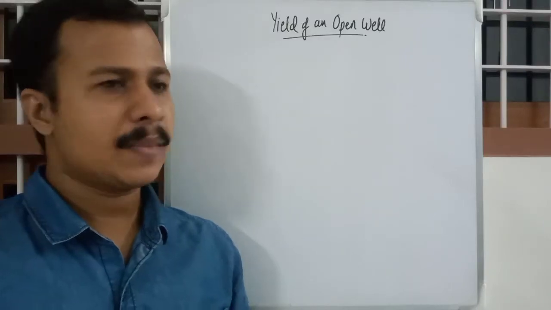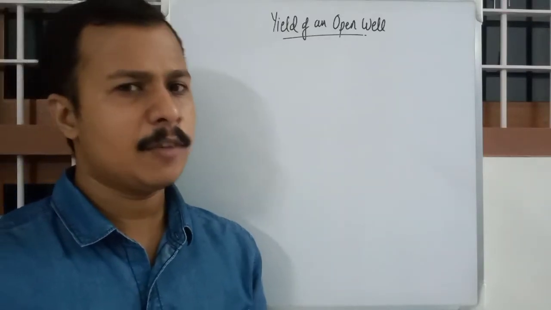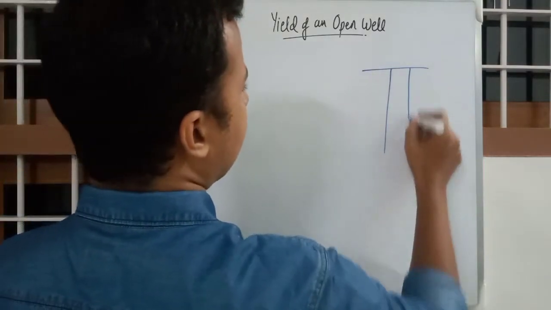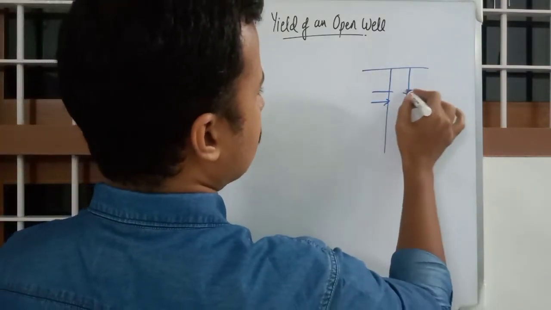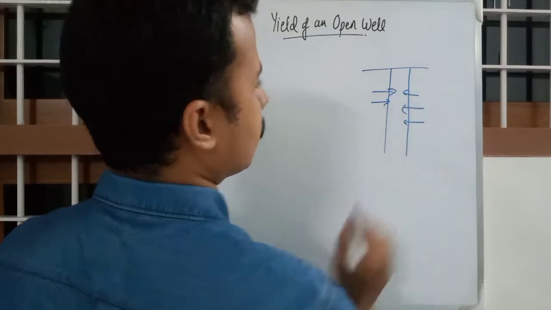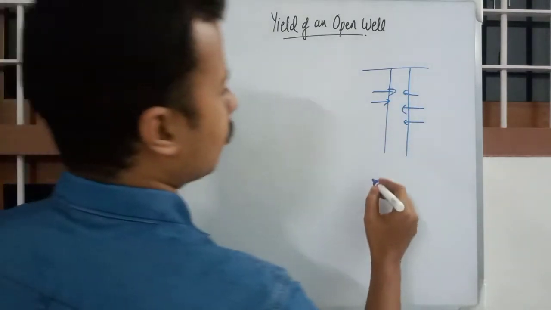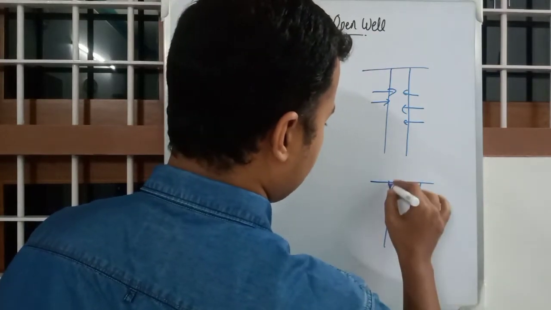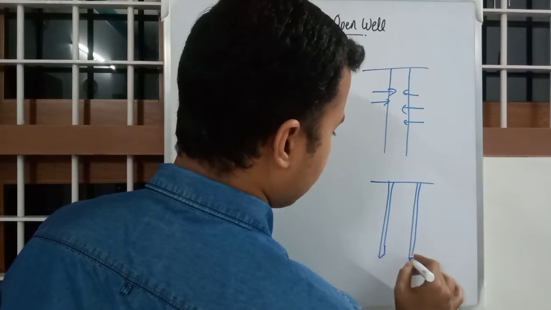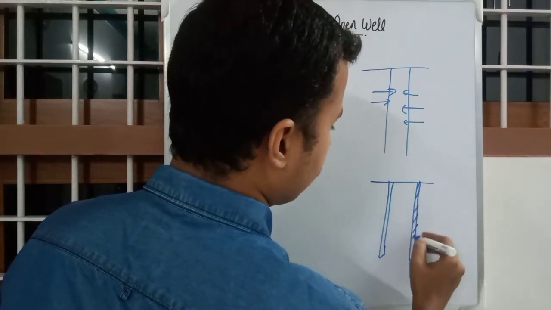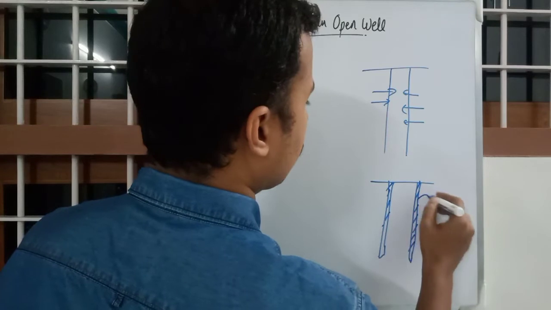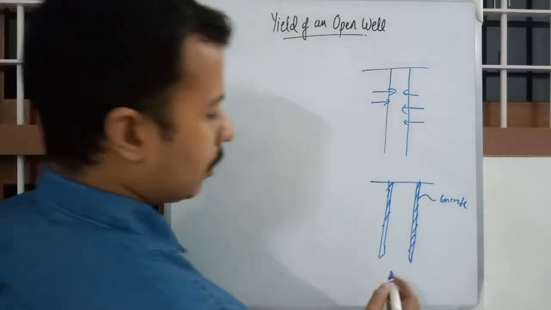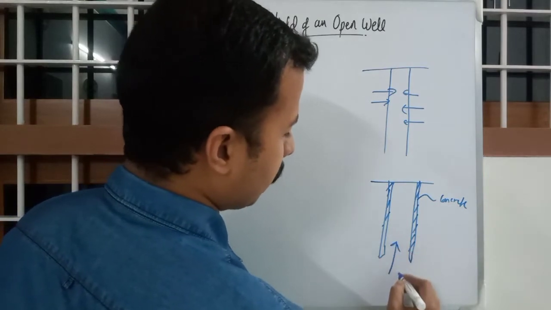So today's topic is yield of an open well. We know how to calculate the yield of an unlined well where water enters from the sides. But when it is a lined well, where this periphery is made up of, suppose, concrete, then water will only be getting in from the bottom part.